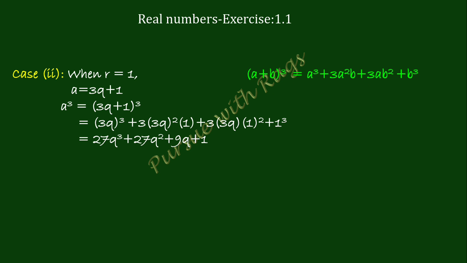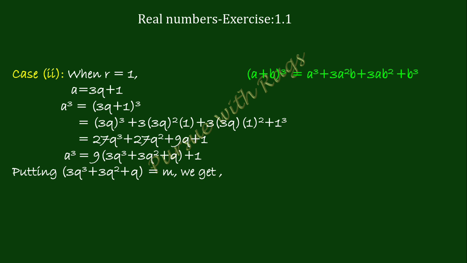When you see the first 3 terms, the coefficient is a multiple of 9. So take the 9 commonly outside. You will get 9 into 3q cube plus 3q square plus q, plus 1. So instead of this 3q cube plus 3q square plus q, substitute the integer m. So we will get a cube is equal to 9m plus 1.